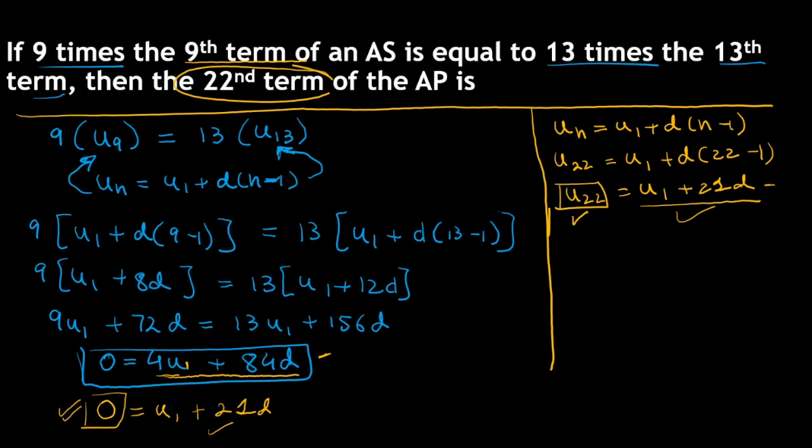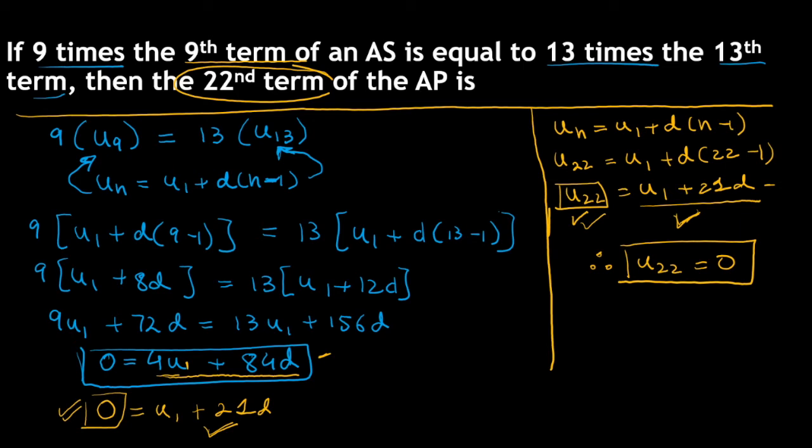So double check mark, right? They're the same. Therefore, u22 is equal to 0. That is what we can conclude. Because what we did was we were able to set this and this equal to each other by simplifying this expression. Because of that, we got 0, and therefore our 22nd term is equal to 0.